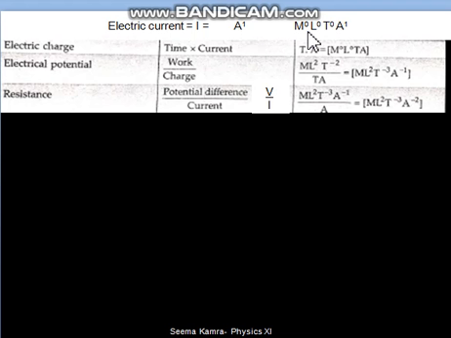So the dimensional formula of current, either we can write simply A^1, A power 1, or we can write it in the MLT sequence. So along with MLT, A will also appear, but MLT powers will be 0 and A power will be 1. So we can write directly A^1 or as M^0 L^0 T^0 A^1. So this is the dimensional formula of current.